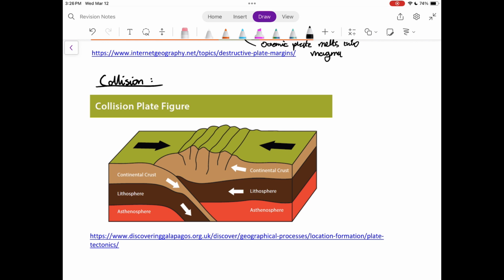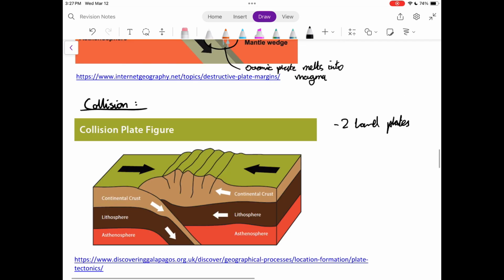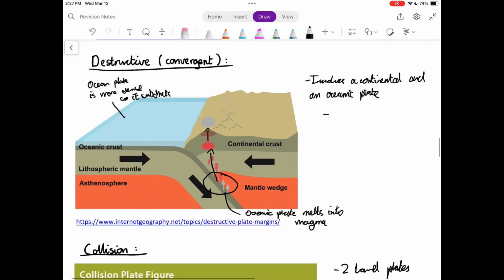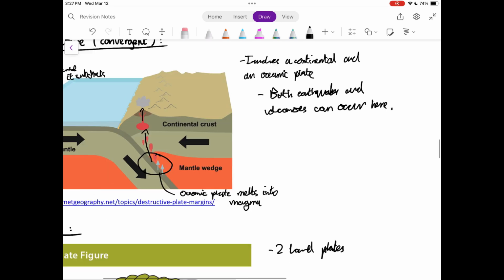Okay, so the next plate boundary you need to know is collisions, and these involve two land plates. Also, I forgot to mention in this one, both earthquakes and volcanoes can occur here. Alright.